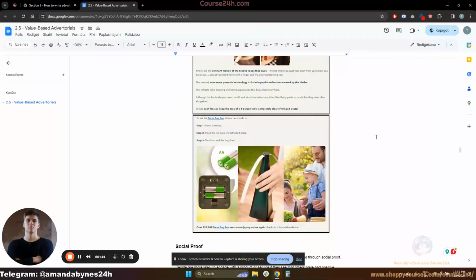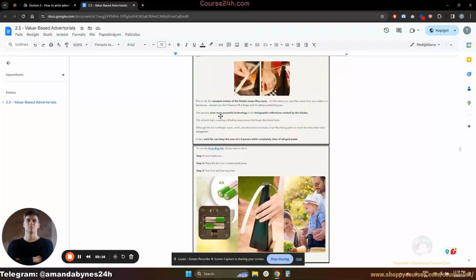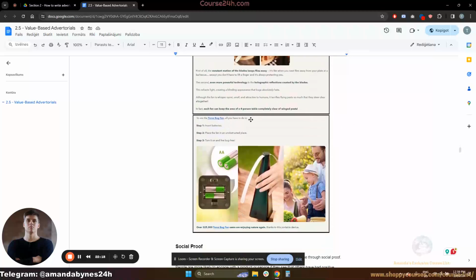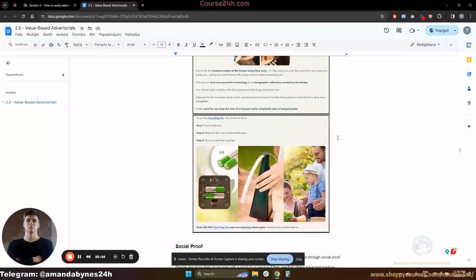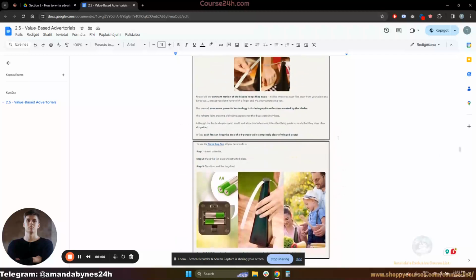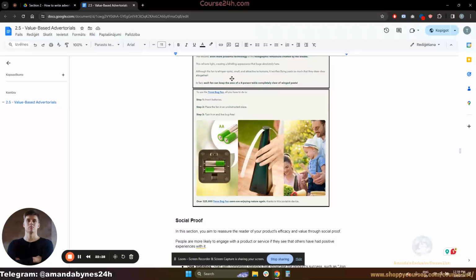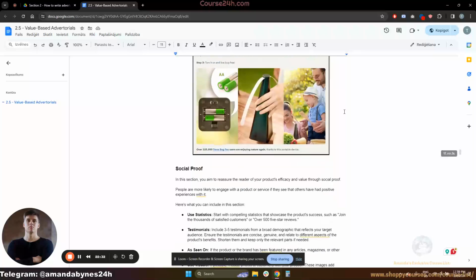So it's a simple way to describe how it works. If it's a device, it's useful to include how it works. Some people might be afraid that it will cause a headache or be too complicated to use, so it's always useful to break it down step by step.